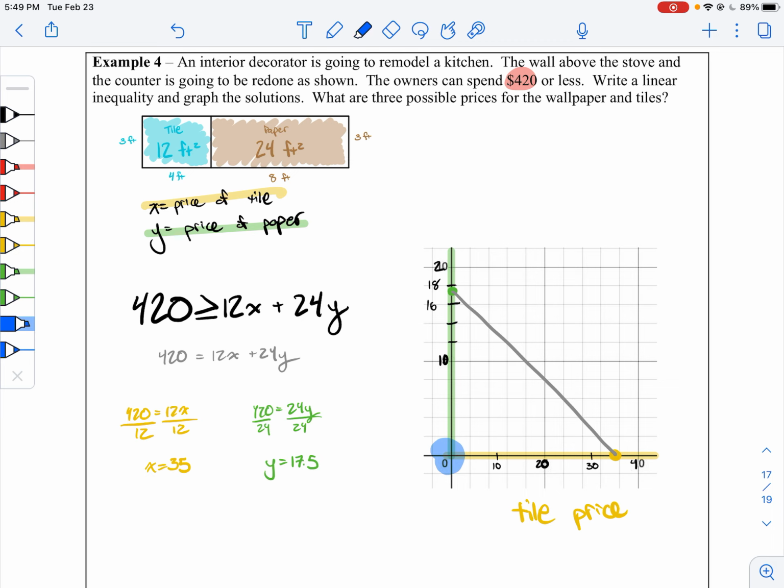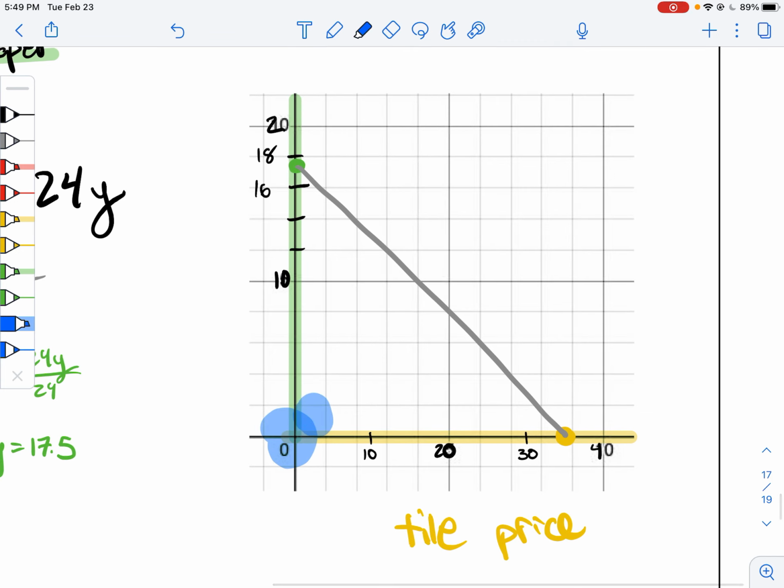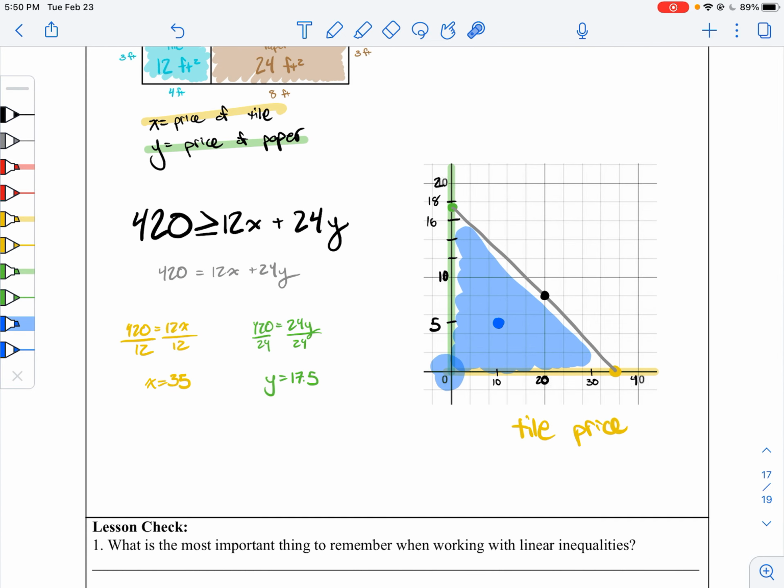So that means we're going to shade this part of our graph so we can spend anywhere underneath this line. Yay! So any of these points will make it true. If we get tile that's worth $10 and paper that's worth $5, we can afford that. Or even if we get one that's right on the line, if we spend $20 on tile and $8 on paper, we can afford that. Oh, I should be writing this down.